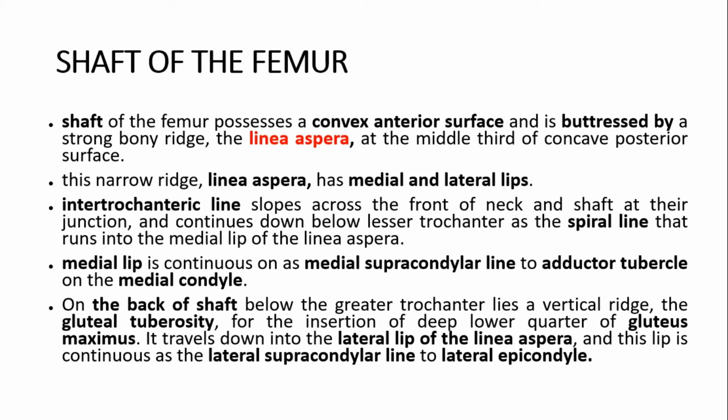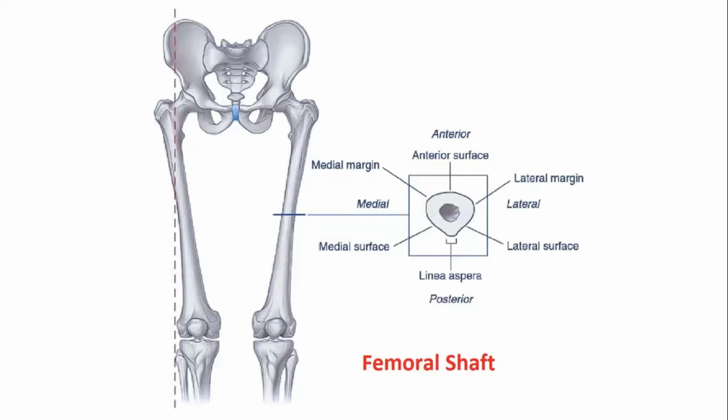I've shown you these things already, and let me show them again. You can see this femoral shaft, which has this anterior surface. This is a lateral margin, the lateral aspect. This is the lateral surface, this is the linea aspera, and this is the medial surface, the medial aspect. This is the medial margin, and this is the anterior aspect, the anterior surface.